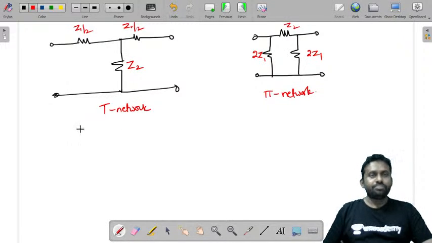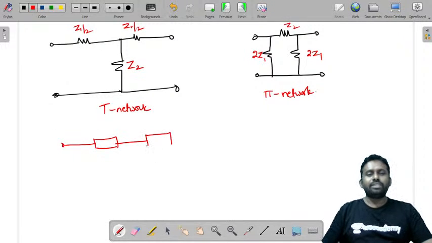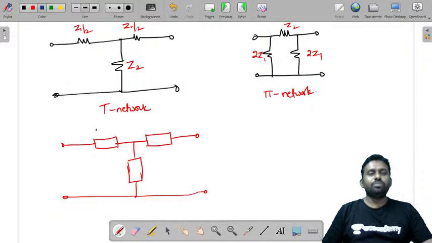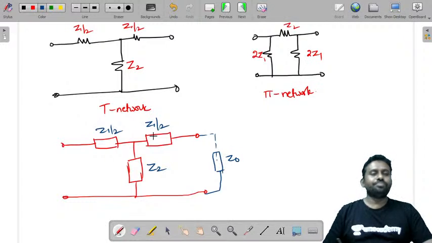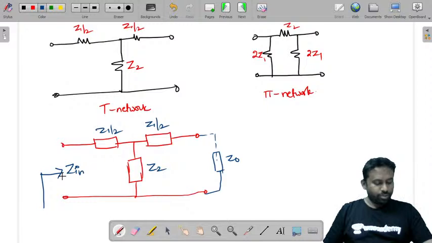Instead of taking these values as resistors, let us consider them as impedances. You can also represent it with an impedance using a box. This will be Z1 by 2. In general, it is Z1 by 2, and this is Z2. Let us say this is terminated with an impedance of Z0. So there is some impedance that is measured at the input.